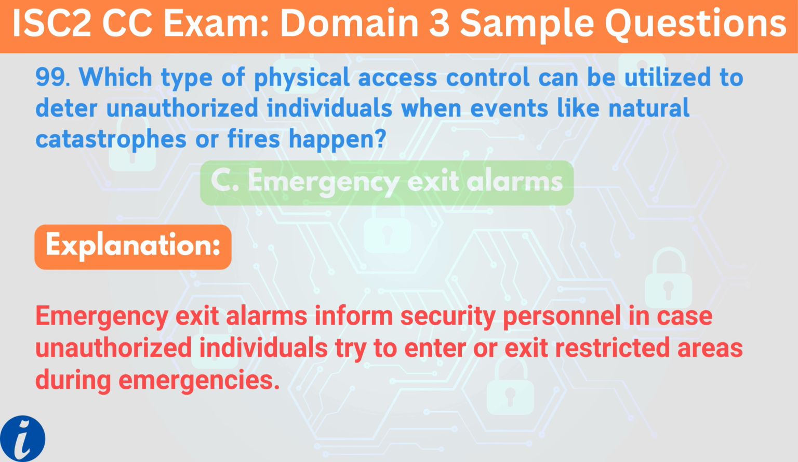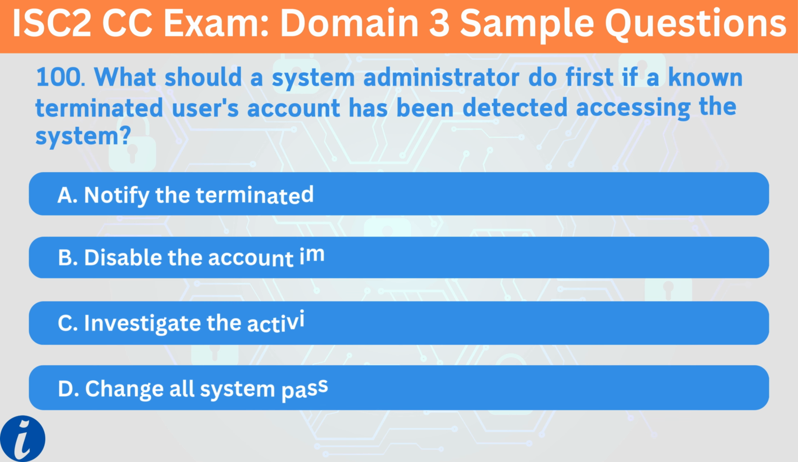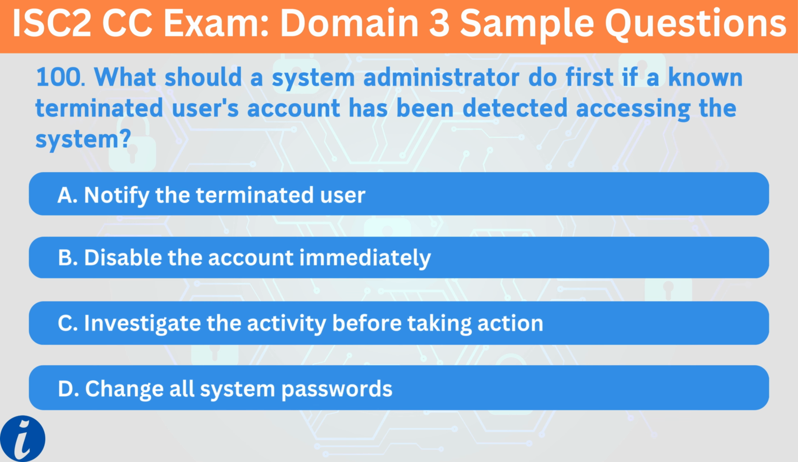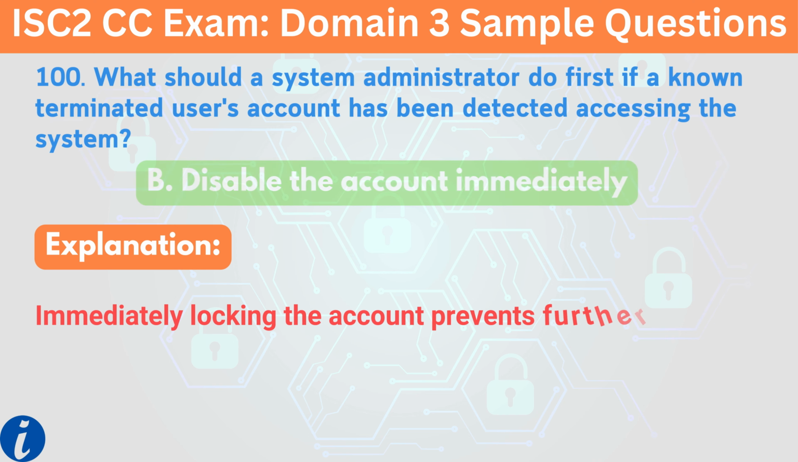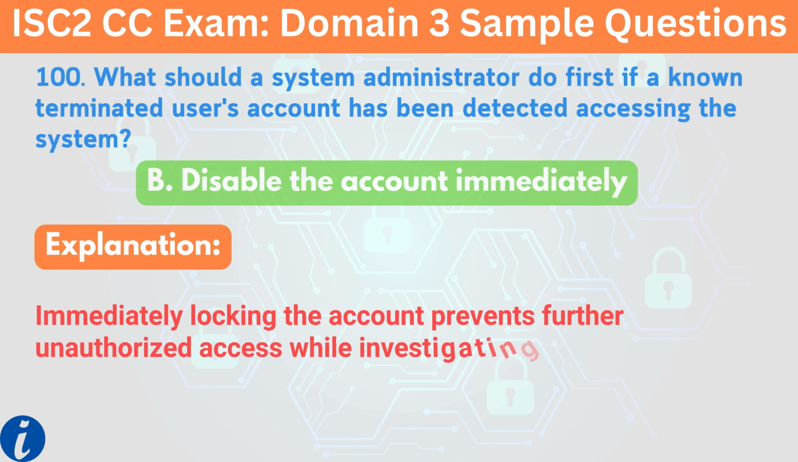100. What should a system administrator do first if a known terminated user's account has been detected accessing the system? A. Notify the terminated user. B. Disable the account immediately. C. Investigate the activity before taking action. D. Change all system passwords. The correct answer is B. Disable the account immediately. Explanation. Immediately locking the account prevents further unauthorized access while investigating the activity.